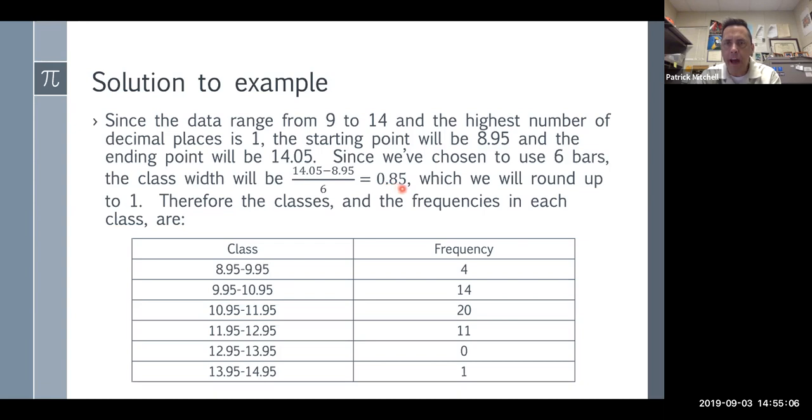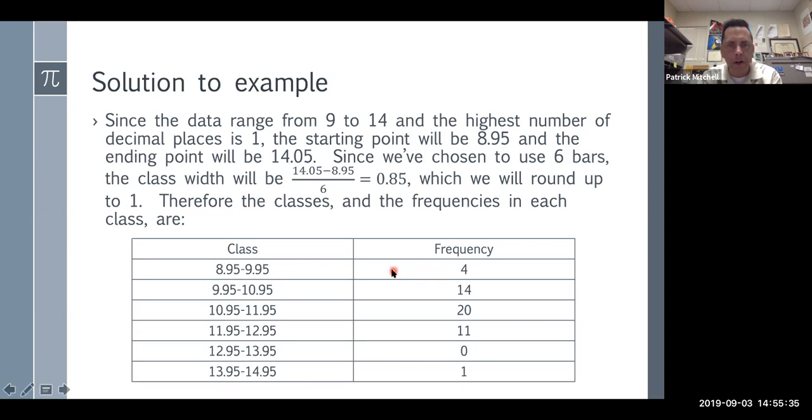And your book suggests rounding that up to the next whole number. It doesn't have to be a whole number, but that just makes it a little bit easier. So we're starting at 8.95 and we're going up by 1s. Each of our classes will have width 1. So the first class will go from 8.95 to 9.95, which for shoe sizes really means 9s and 9.5s, right?